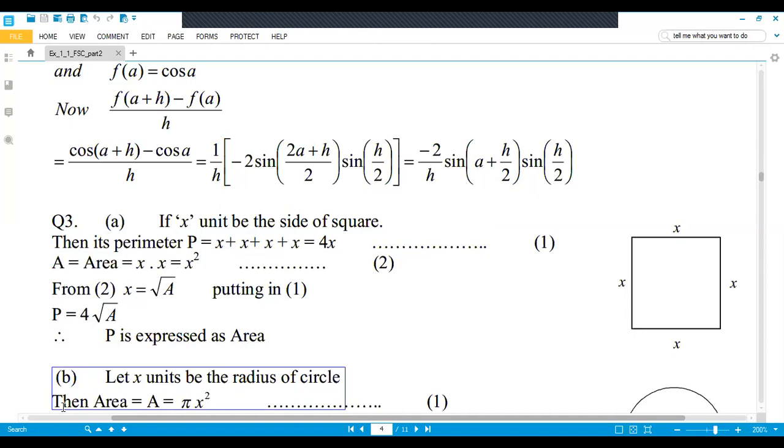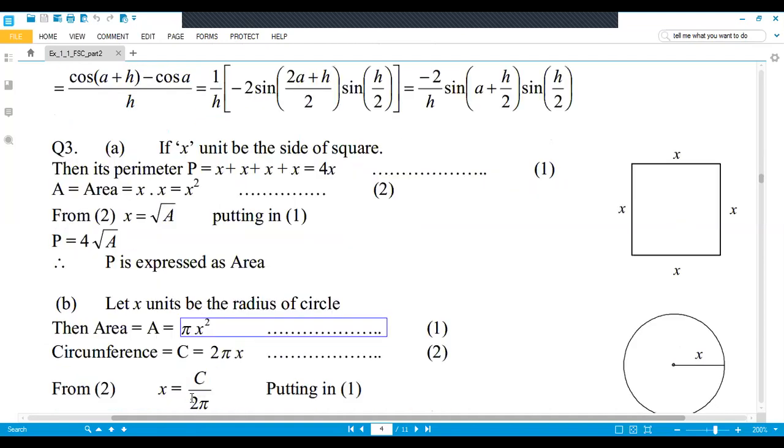The second part is the area of a circle as a function of its circumference C. The area of a circle is a function of its circumference. You have to find the area as a function of its circumference, meaning A is a function of circumference. So you know that the area of a circle is pi x square and the circumference of a circle is 2 pi x. So you have to find the area in terms of circumference.